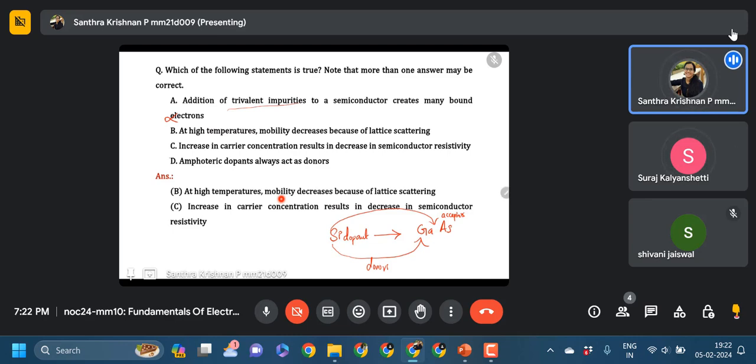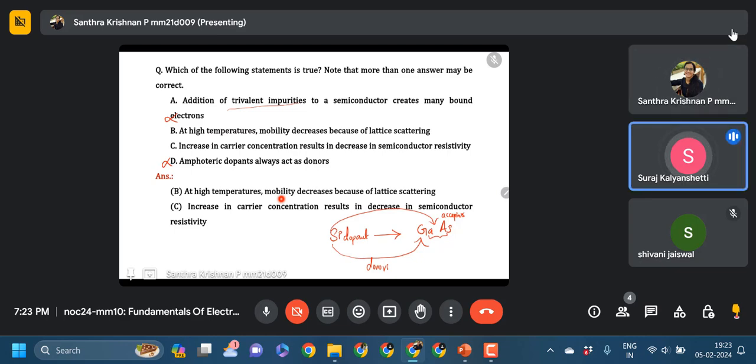So this is false. Amphoteric dopants can act as both donors and acceptors. Because silicon lies in between, if you see the periodic table, silicon lies between gallium and arsenic. If it replaces gallium, it acts as a donor, since it has more electrons. And if silicon replaces arsenic, what happens? It has fewer electrons and hence it acts as holes or acceptors. So that is what is meant by amphoteric dopants.